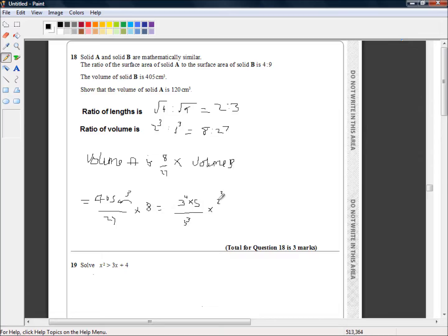Well, the 2's can't cancel into anything, but the 3's will cancel. That's 3 cubed will cancel with the 3 to the power 4 to leave just 3. So then we've got 3 times 5 times 2 cubed. Well, 3 times 5 is 15. 15 times 2 is 30. 30 times 2 is 60. And 60 times 2 is 120, which is what we were hoping it would come out to. So I think we've shown that the volume of solid A is indeed 120 centimeters cubed. Okay, I hope that was helpful, and I'll see you in the next video.